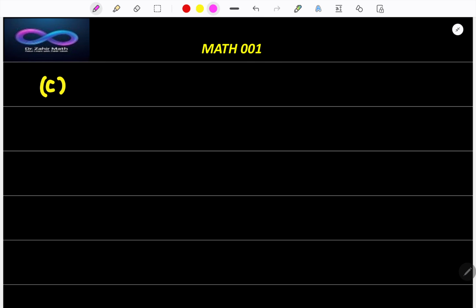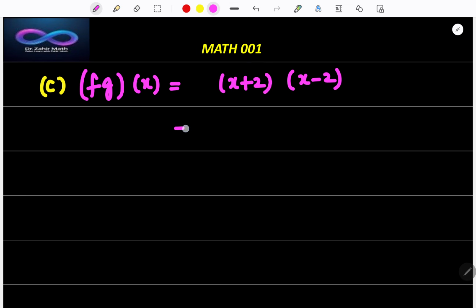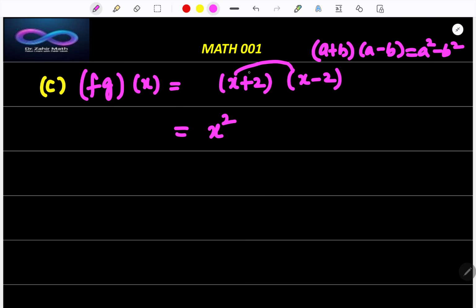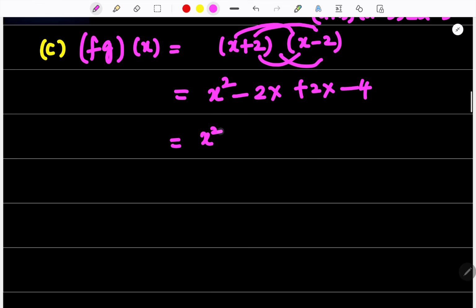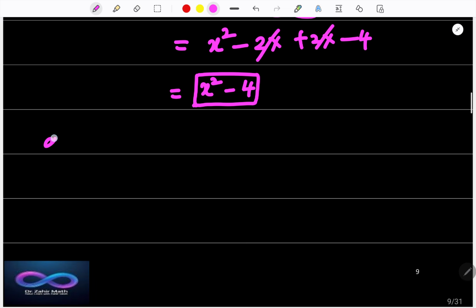What's your C question? C question is f multiply by g operating on x. So what's your function? X plus 2. Second function x minus 2. If you know the formula a plus b times a minus b, you can do it, which is a square minus b square. Suppose you forget, just multiply. X into x is x square. X into 2 is minus 2x. 2 into x is plus 2x. 2 into 2 is what? Minus 4. Clear? Right. So this equals x square. Minus 2x plus 2x gets cancelled. X square minus 4.